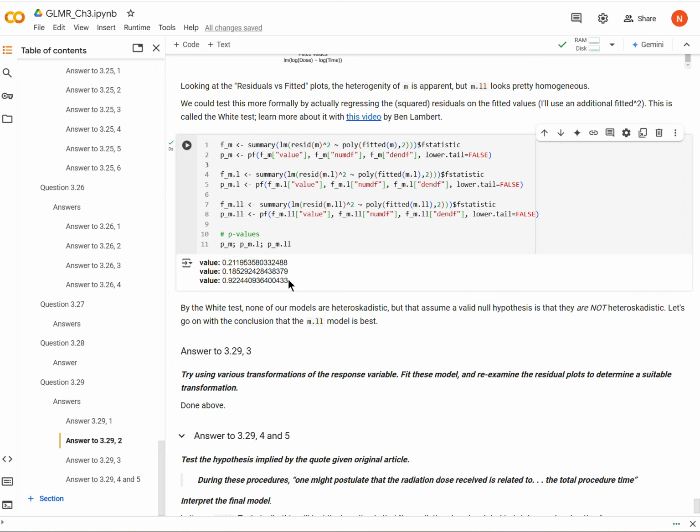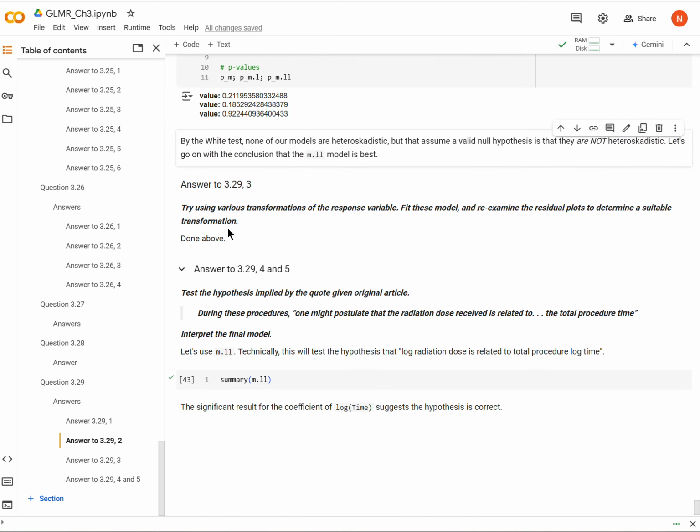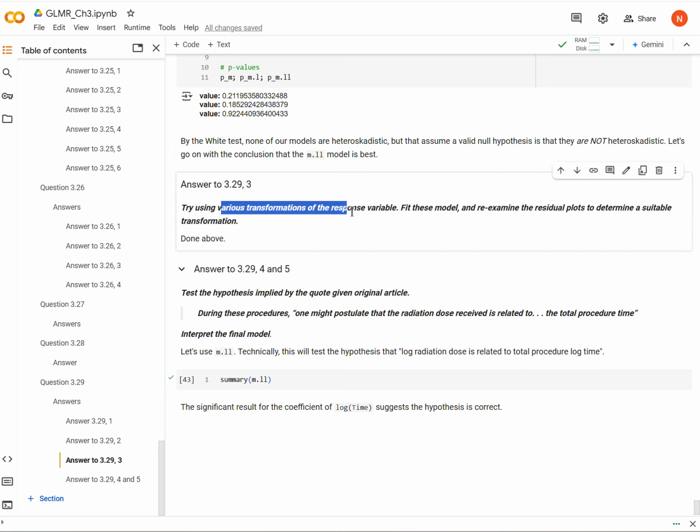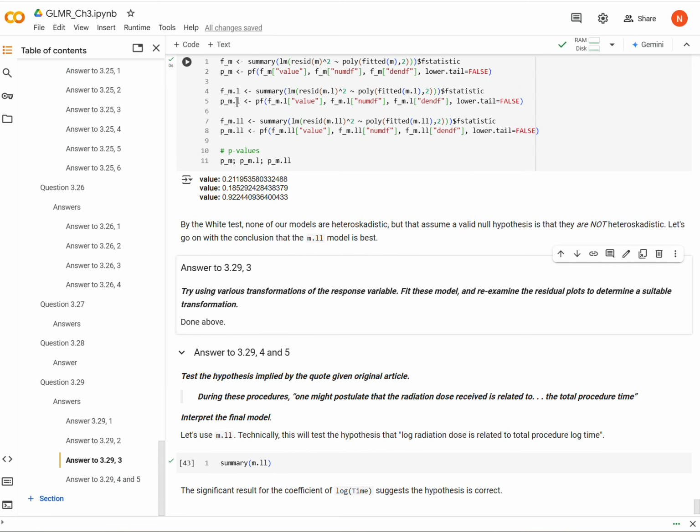I don't know if I agree with it, but nevertheless, what we can say is that using the log at least has the highest p-value, meaning that there is the least evidence for heteroskedasticity there. So I'm just going to move forward using that particular model. Okay. Part 3 is use various transformations of the response variable and do what we just did. But we've already done that, right? That's what the log and the log-log models were. So we've already done that.